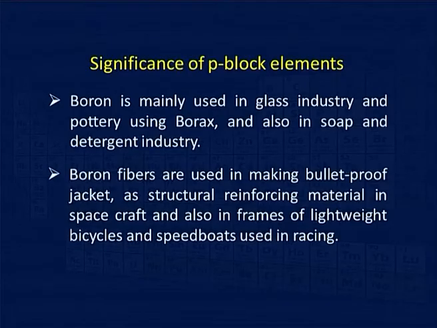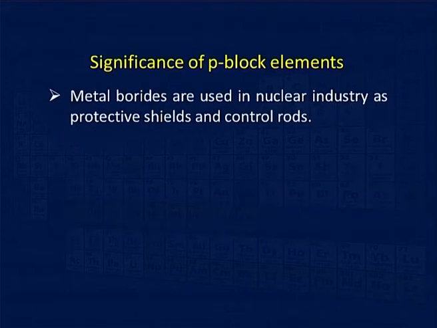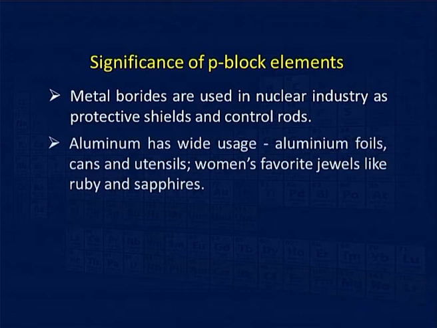Boron is mainly used in the glass industry and pottery using borax, and also in the soap and detergent industry. Boron fibers are used in making bulletproof jackets, as a structure reinforcing material in spacecraft, and also in frames of lightweight bicycles and speed boats used in racing. The metal borides are used in the nuclear industry as protective shields and control rods.